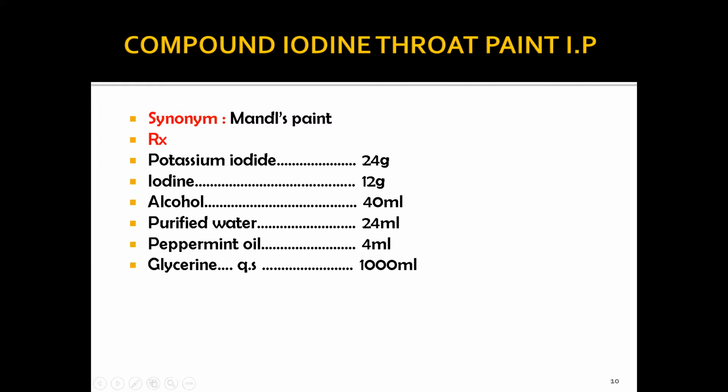These quantities of potassium iodide and iodine can vary, like 25 gram, and this is also 25, and this will be 12.5.